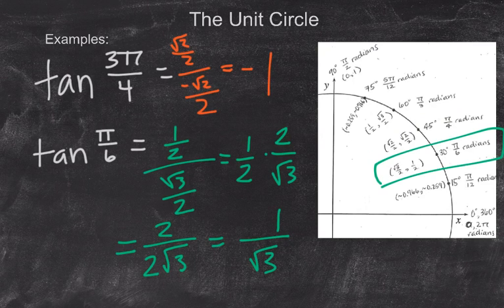Now remember that mathematicians don't like to leave irrational numbers in the denominator, so I'm going to choose my giant 1 carefully here, and I can simplify this to be the square root of 3 over 3. The sign should be positive because I'm in the first quadrant, so my slope is positive.